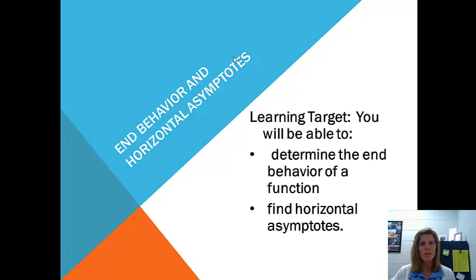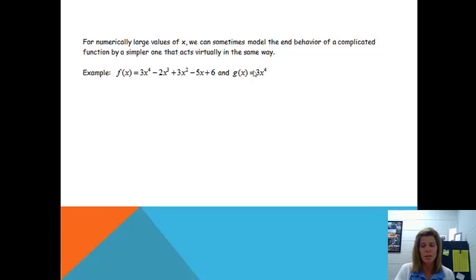Right, we have already seen what happens using our calculator with horizontal asymptotes, what they look like and what they stand for. What we're going to be looking at now is if we don't have our calculator, how can we find those horizontal asymptotes? So at the end of this video, you will be able to determine the end behavior of a function and find horizontal asymptotes.